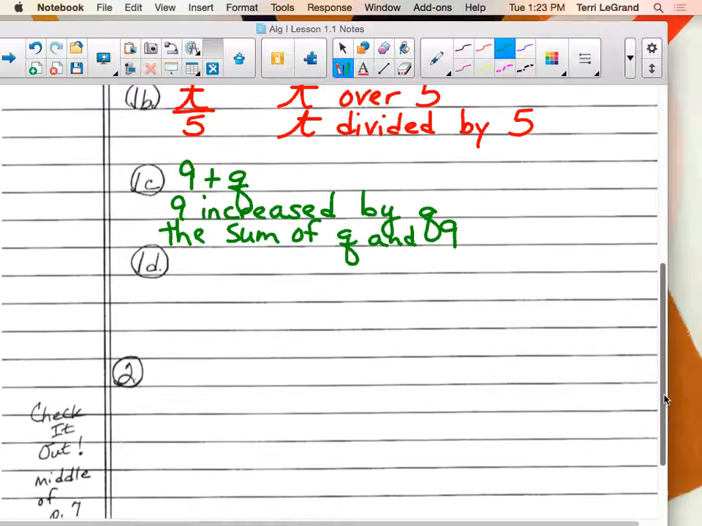Tessa? 9 increased by Q. So same thing that I had. Could it be Q increased by 9? Yes, because it's addition.